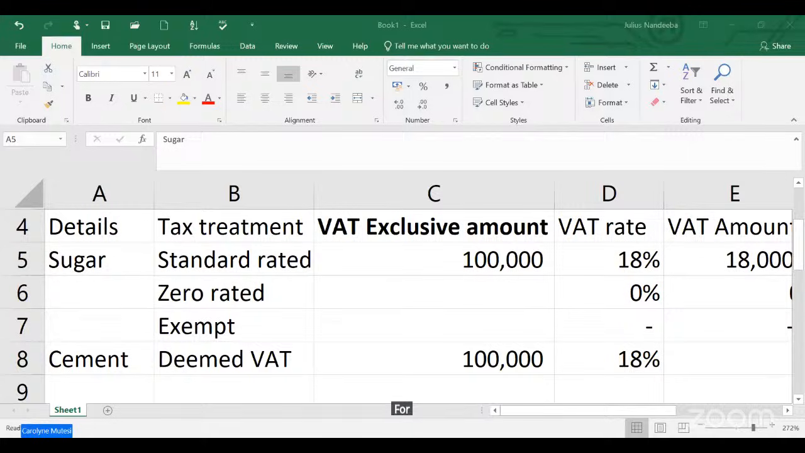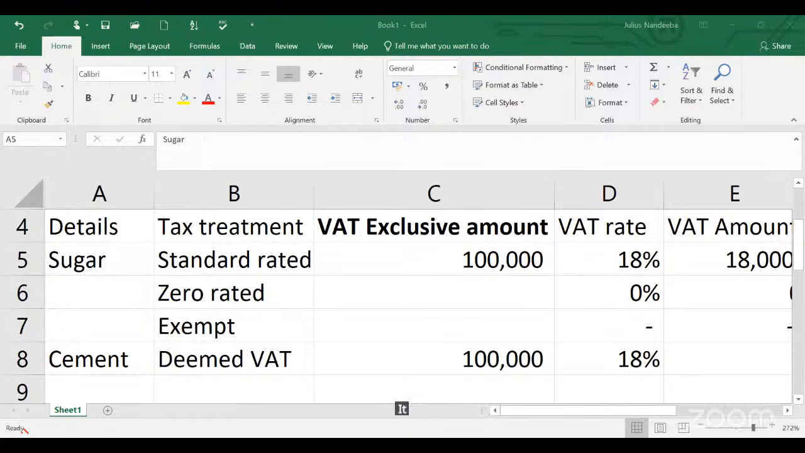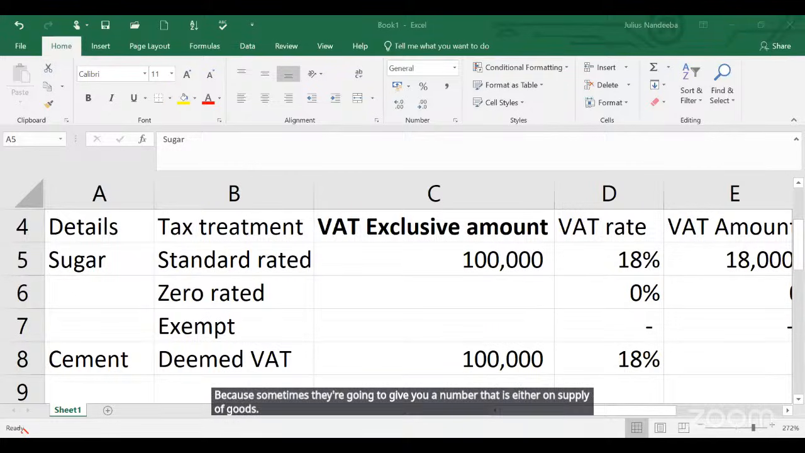For example, the supply of sugar, supply of wheat flour, supply of clothing, supply of rent, supply of security services, supply of capital assets. For example, you dispose of a motor vehicle, you dispose of a building, you dispose of any equipment. The moment you dispose of a capital asset, it becomes standard rated. Supply of professional services, because sometimes they are going to give you a number that is either on supply of goods or supply of services.